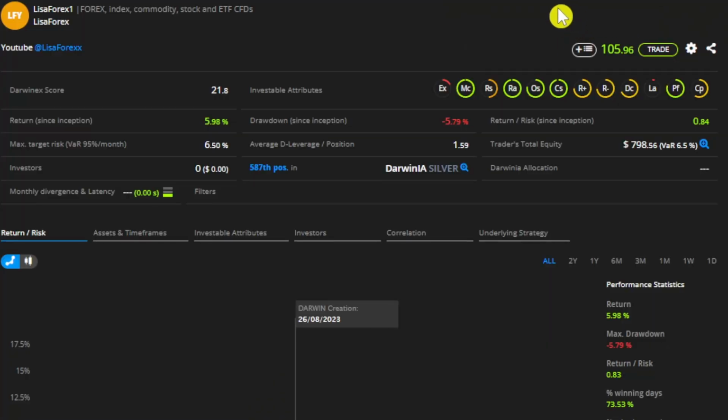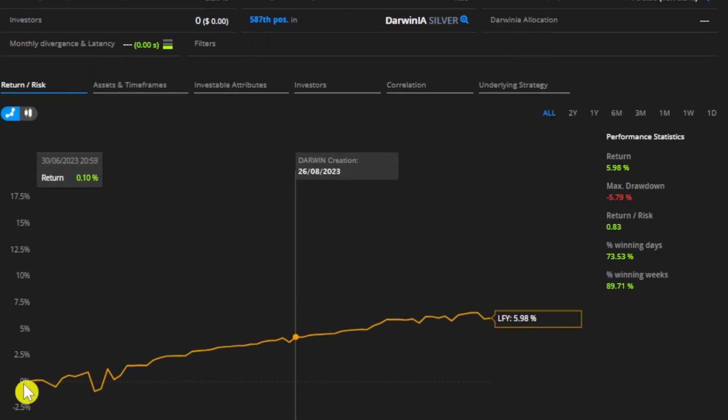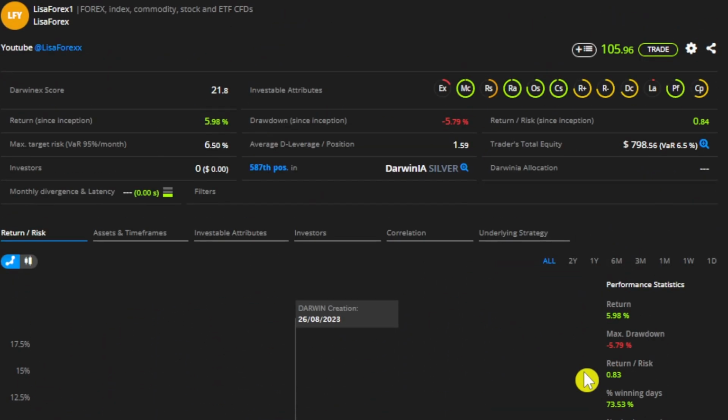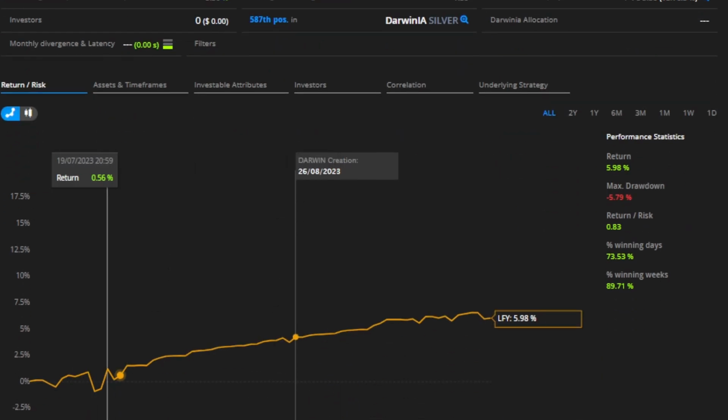Does this really work? Can they detect that I'm running the same expert advisor on 4 different accounts? Let's see. My first account is with a Darwinex Classic, and this one is LFY, and this account has been going since the end of June, and you can see it's doing okay. I'm overall up 5.98% with a drawdown of 5.79%. And you have a quick look at the equity chart at the bottom here.